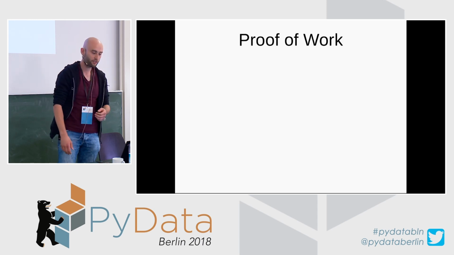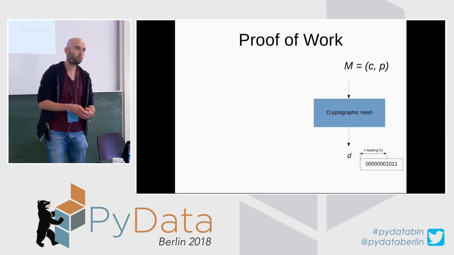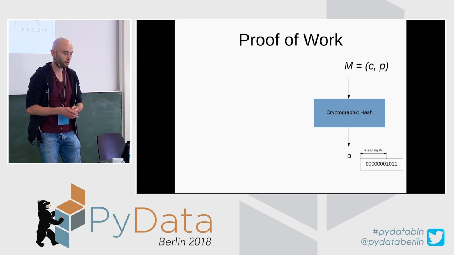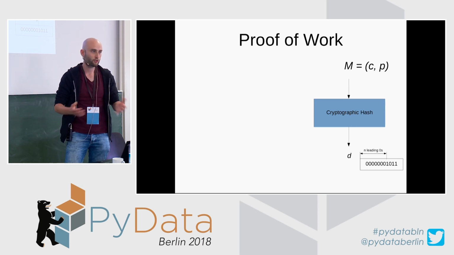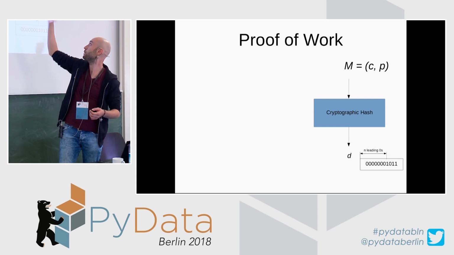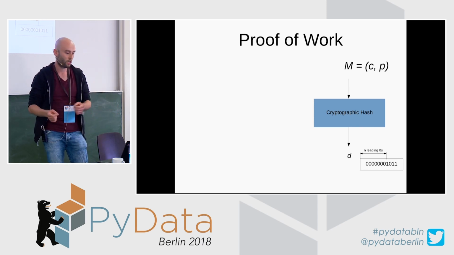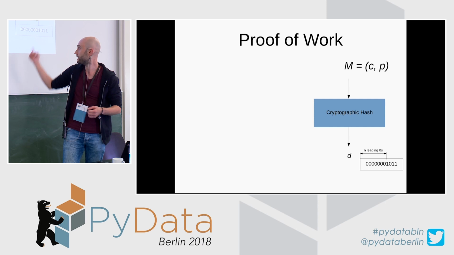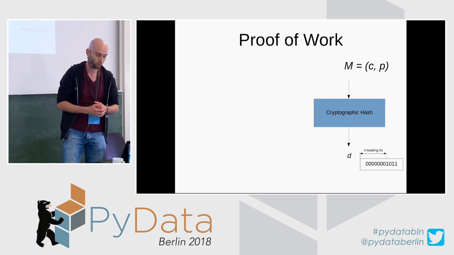So what is this mysterious proof of work? This mysterious proof of work is also based on hashing. So the cornerstone here is cryptographic hash functions. A cryptographic hash function is simply a function that takes an input message M of arbitrary length and digests it to a fixed length output, here D. Usually, let's say 256 bits, so just a stream of zeros and ones.